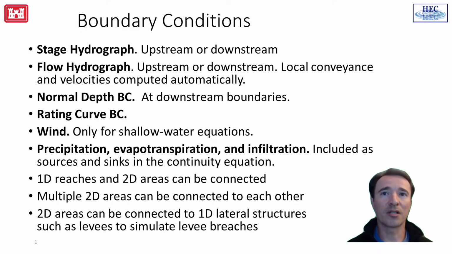Wind forcing is new to version 6.0. Wind stresses are computed based on the wind velocity data and can only be applied with the shallow water equations. Precipitation, evapotranspiration, and infiltration are also new to 6.0. These are applied as sources and sinks within the continuity equation. 1D reaches and 2D areas can be connected or coupled together. Multiple 2D areas can also be coupled together, and finally, 2D areas can be connected to 1D lateral structures, such as levees.